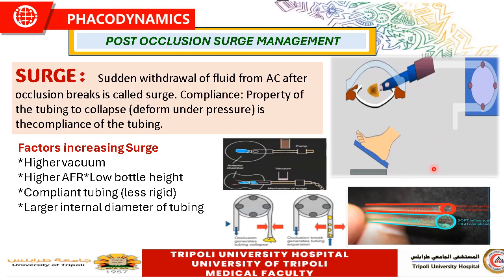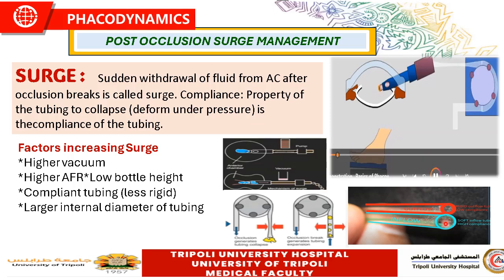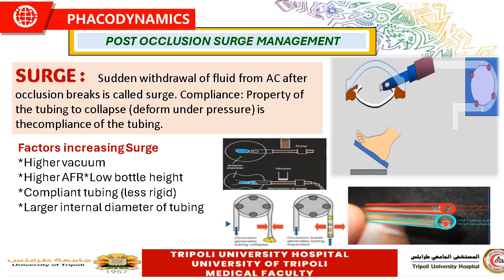Now I will show you in this animation how the surge will occur. Once the phaco tip is occluded, as we explained in the peristaltic system, the aspiration flow will stop, and the vacuum will build up.